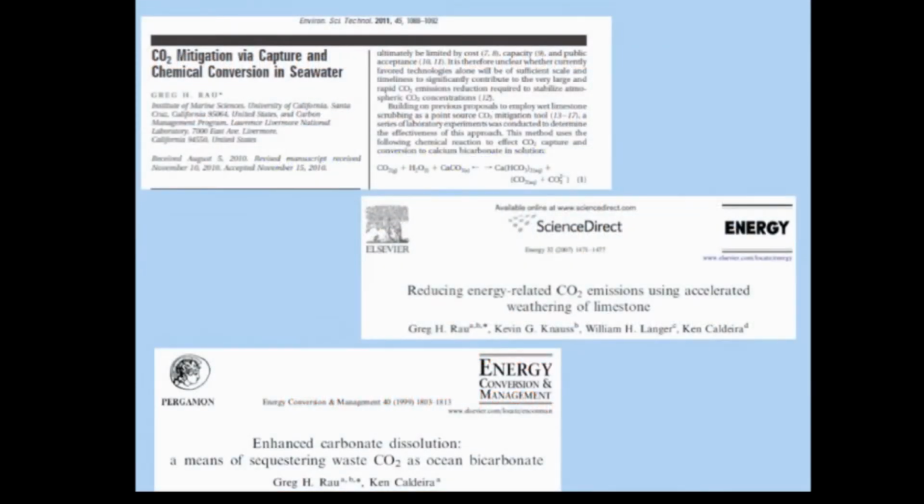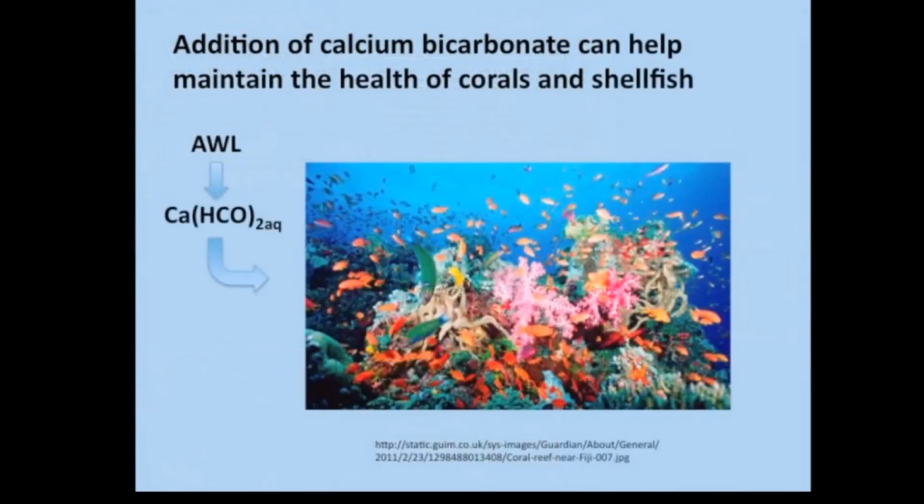We have shown that AWL can remove as much as 97% of CO2 from a gas stream at ambient temperature and pressure, of which about 80% forms dissolved calcium bicarbonate. If this compound were added to the ocean, it would increase the already very significant natural concentration of this long-lived seawater constituent. This increase in ocean alkalinity should help counter the chemical and biological impacts of ongoing ocean acidification caused by our CO2 emissions.